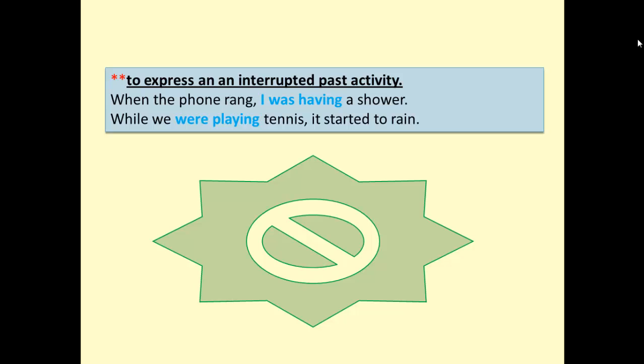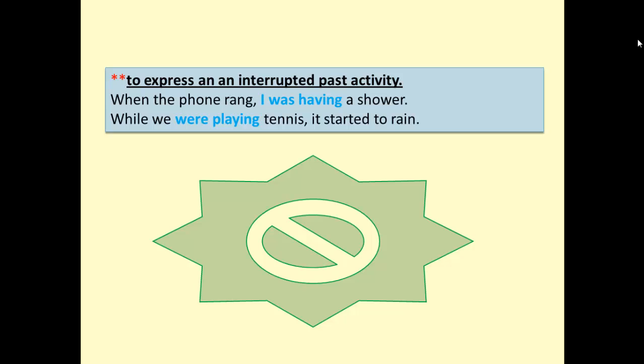Here we have to draw our attention carefully to this tip. Now the example will clarify the idea. When the phone rang, I was having a shower. So here, ringing and having a shower are two actions, and the two actions took place or happened in the past.